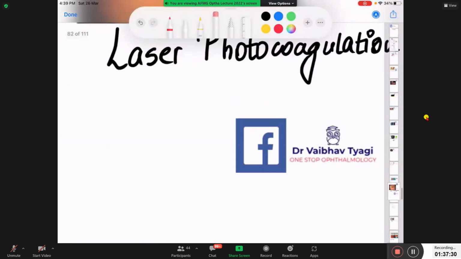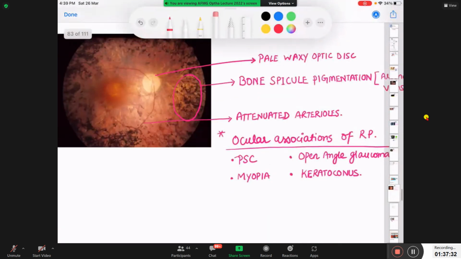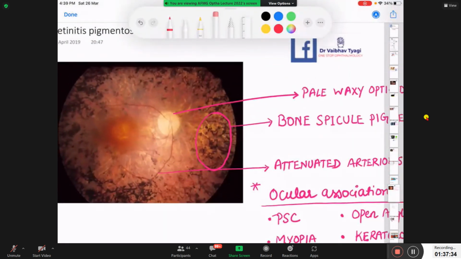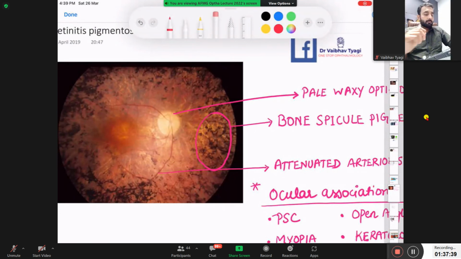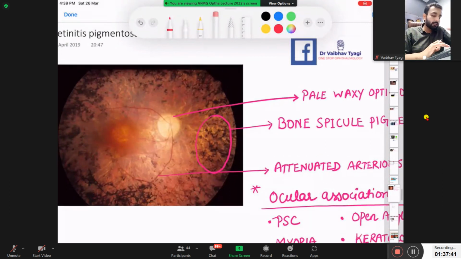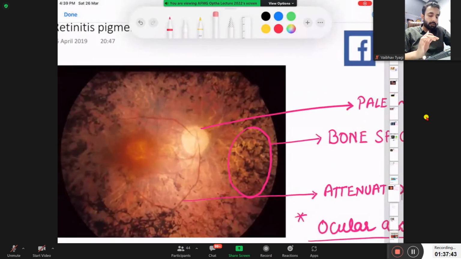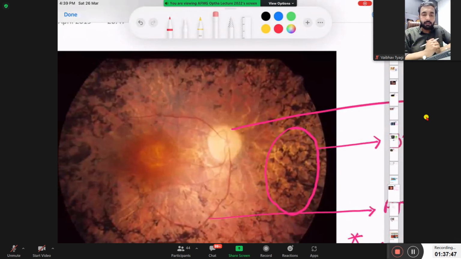Retinitis pigmentosa. I'll show the picture first. See, this is the picture. Can you see the abnormality? Can you appreciate what are the abnormalities in this fundus? See, one thing is that the color of the optic disc is not pale pink in color. It is somewhat pale disc, right?